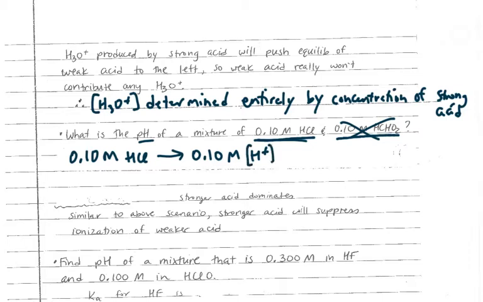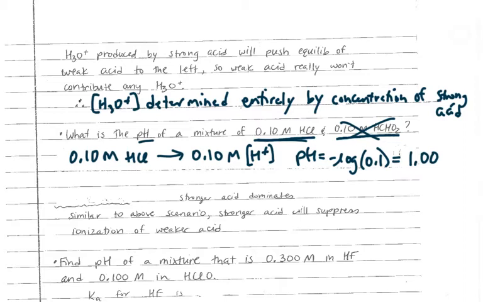That's our concentration of hydrogen ions. So the pH is just the negative log of that. And the negative log of 0.1 is exactly 1. We'll say 1.00. All right, so that's pretty easy.